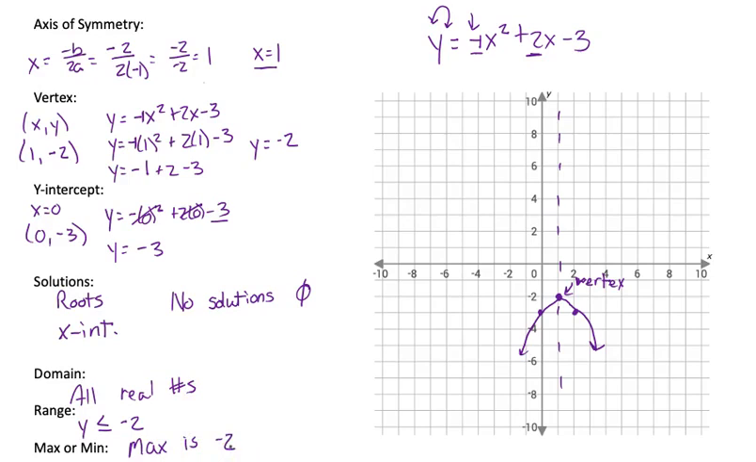So there's another example of graphing a quadratic using axis of symmetry, vertex, y-intercepts, solutions, knowing what the domain is, knowing what the range is, and relating that vertex to either being at the top as a maximum or at the bottom as a minimum.